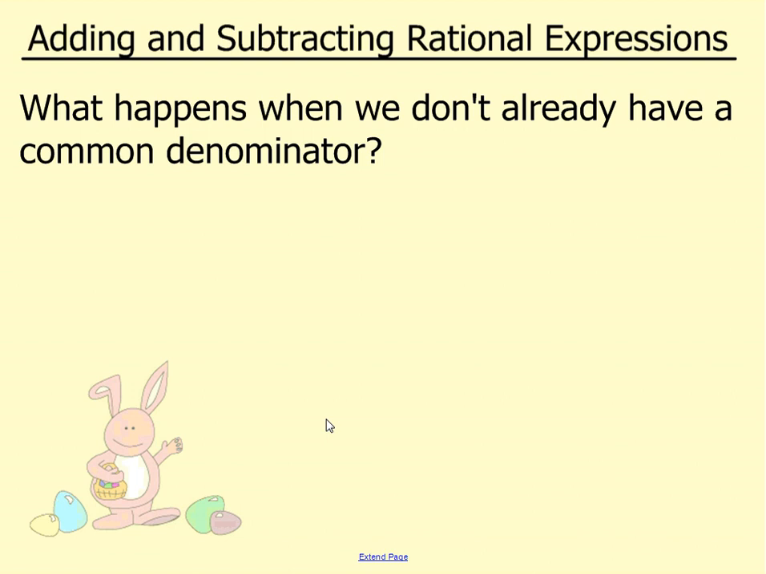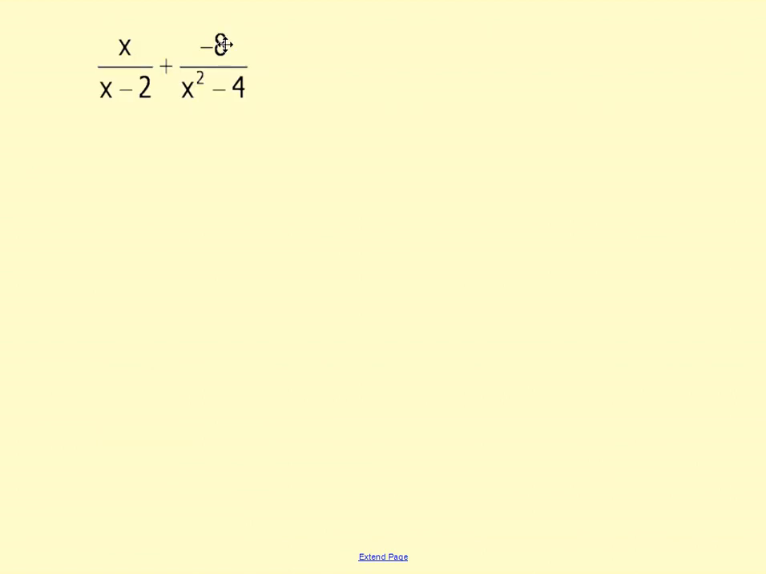So we're still adding and subtracting rational expressions, but now we need to look at what happens when we don't already have a common denominator. So the answer to that is that we have to create a common denominator if there isn't already one there. So here I have a denominator of x minus 2. This one's x squared minus 4. Those aren't the same thing, so I don't have a common denominator.